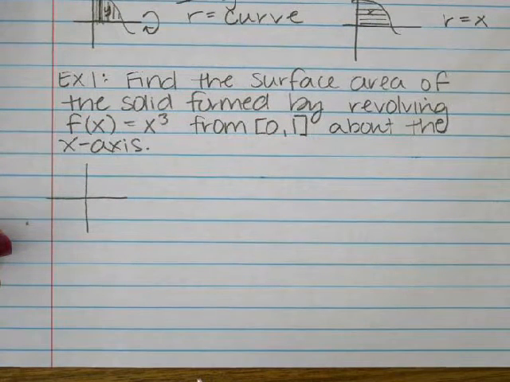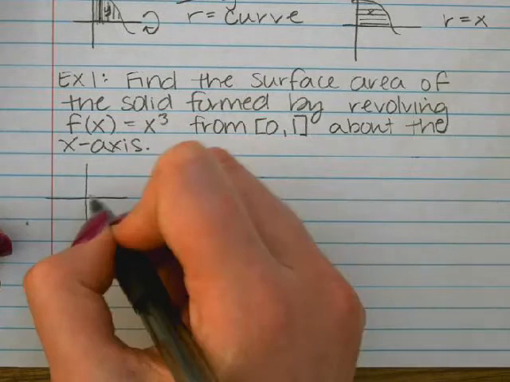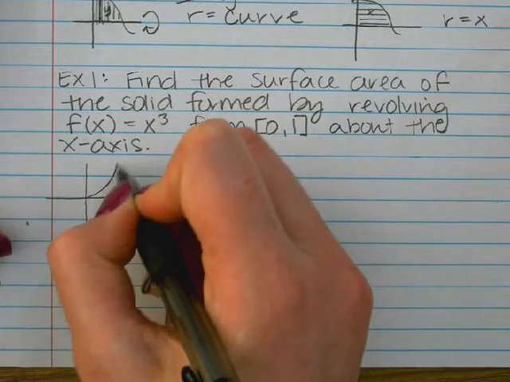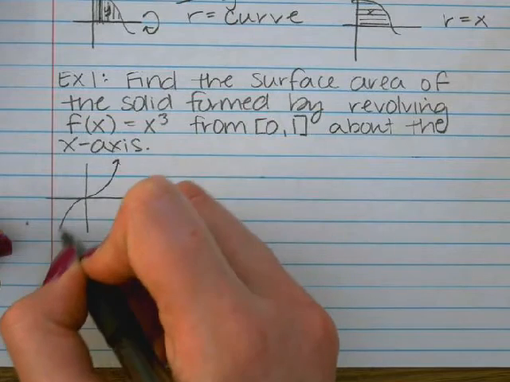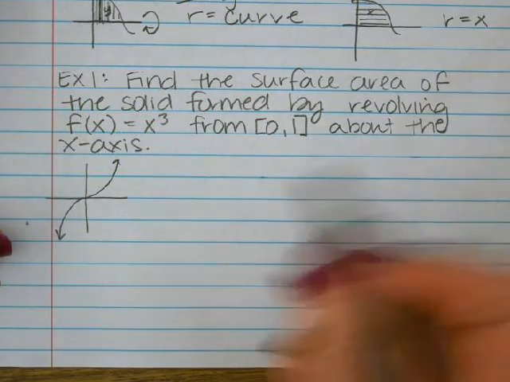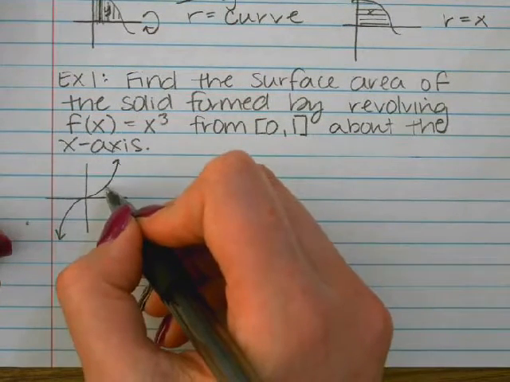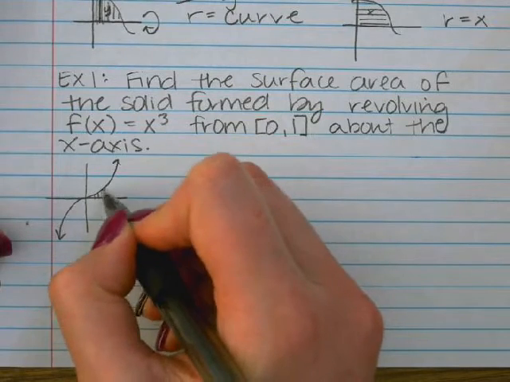You guys remember what the curve y to the third looks like? Yeah. So from 0 to 1 would be like this part right here.